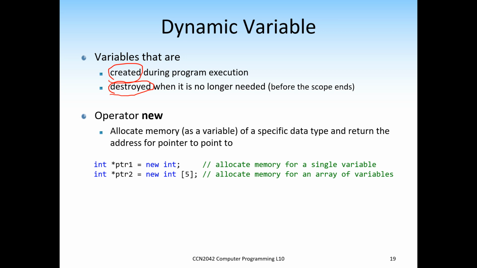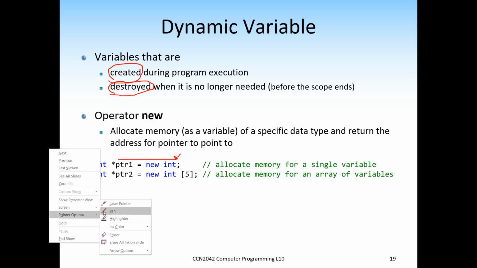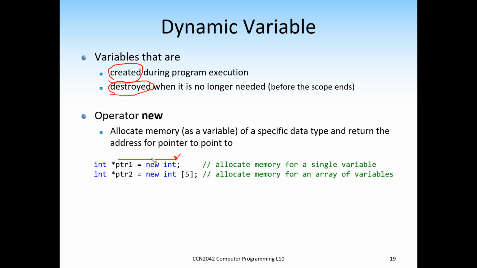So for new, what it does is that it allocates the memory as a variable of a specific data type, and then it returns the address for the pointer to point to. In this example, we have pointer 1 equals new integer. So this one is the data type. Here we got the data type that is integer.